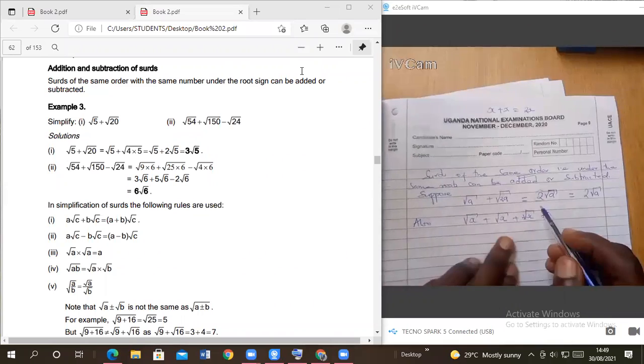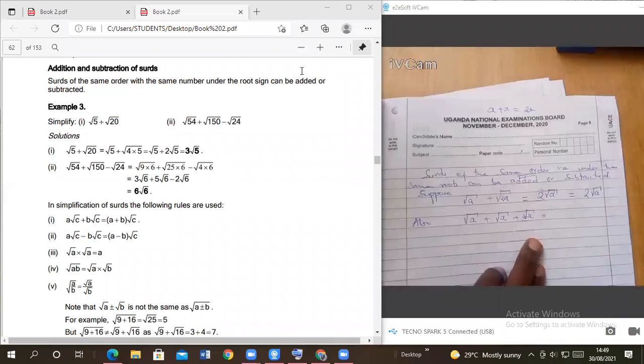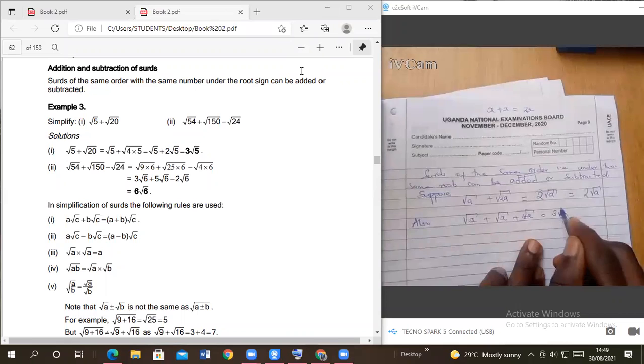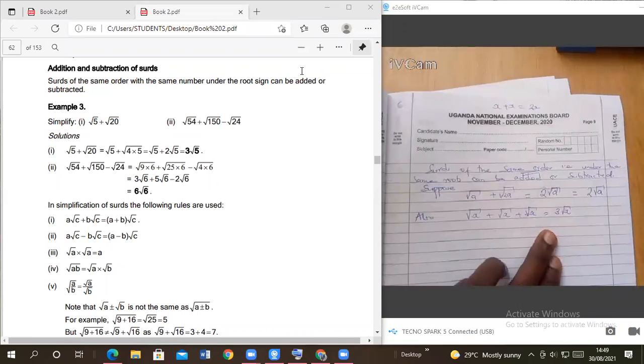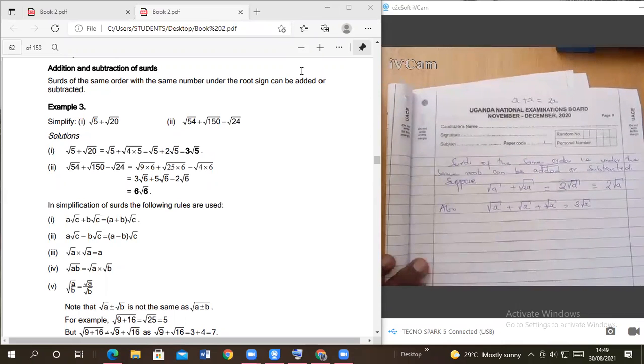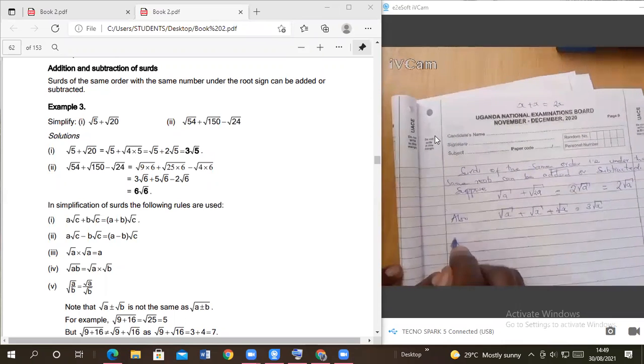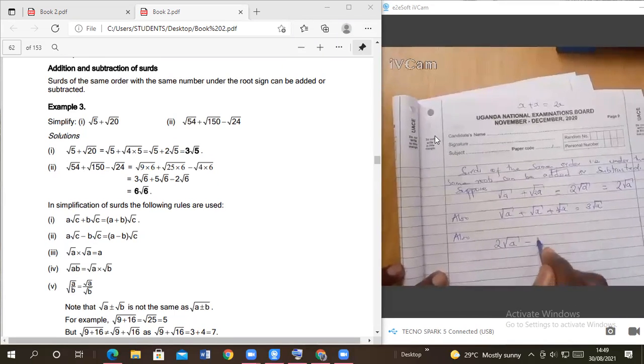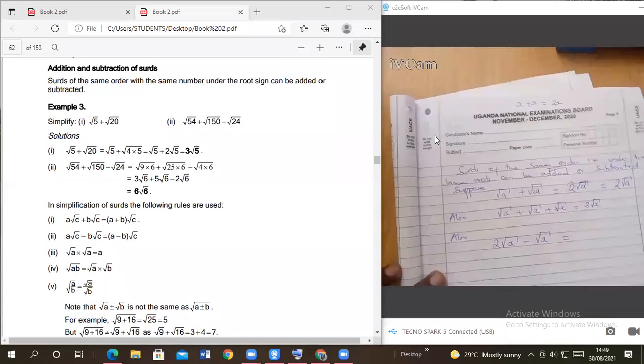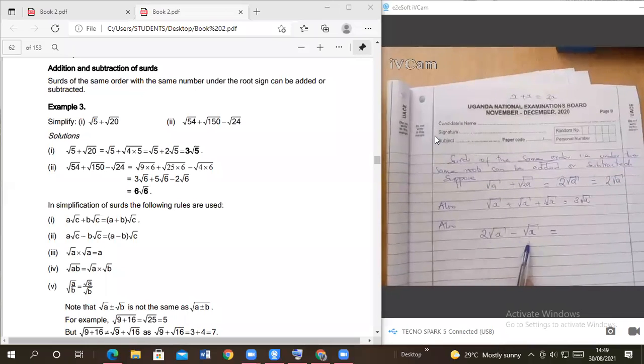Now this one, root of x plus root of x plus root of x will give us 3 root of x. Are you together? Also, we can look at, if I have 2 root of x minus root of x, what do you get?